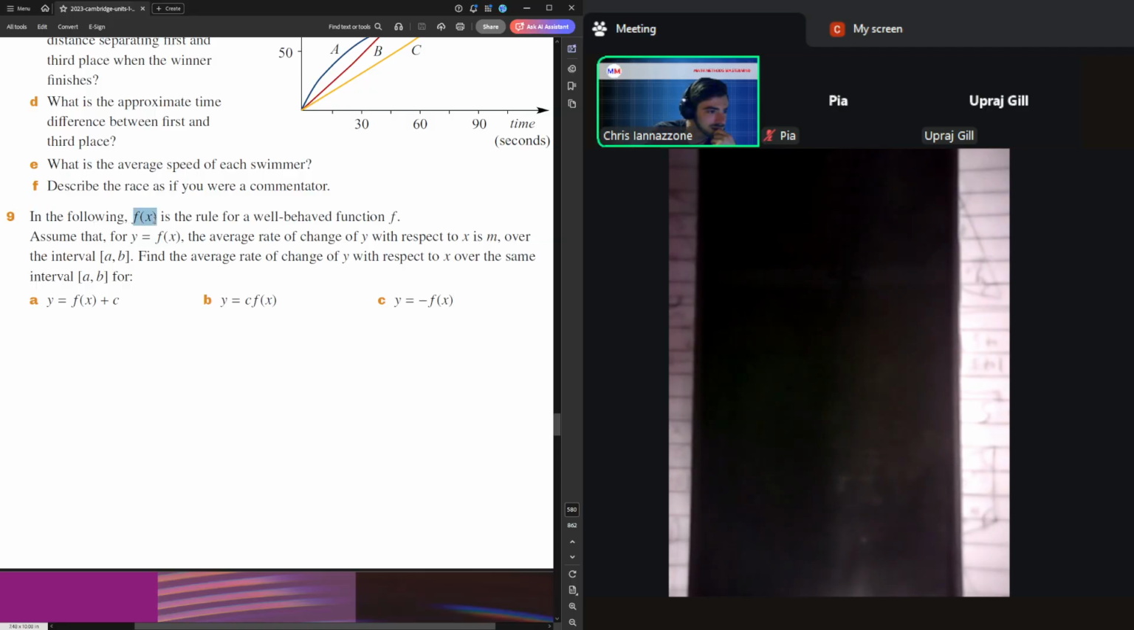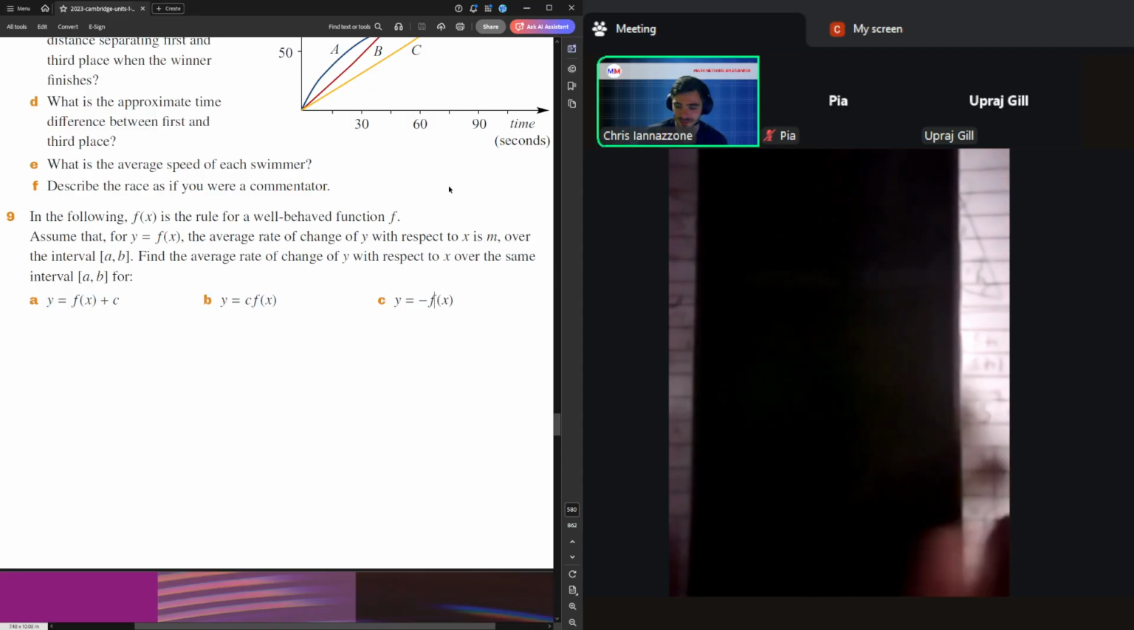Let's see. f of x is a well-behaved function. Assume that for f, the average rate of change is m over ab. Find the average rate of change of y for all of these differences. Now this is kind of cool.